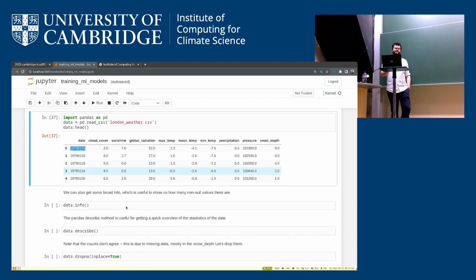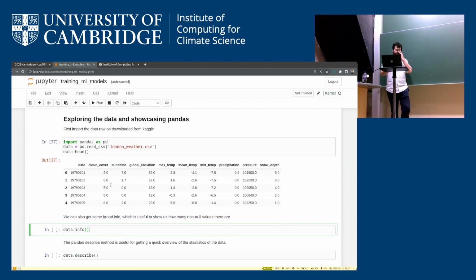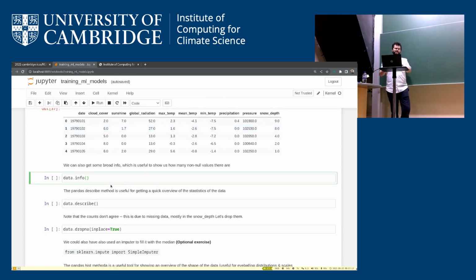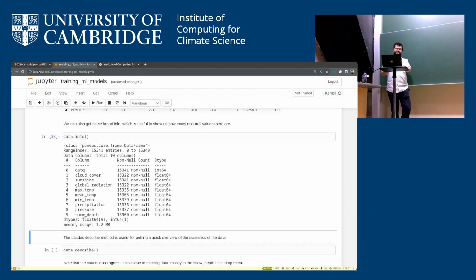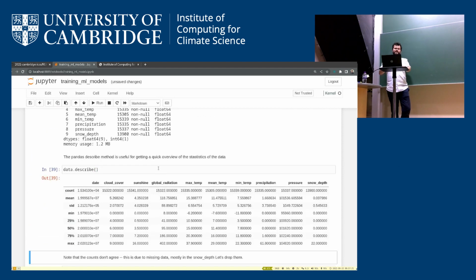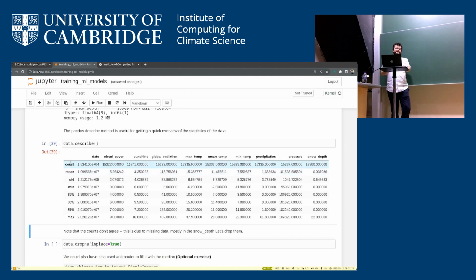Just to showcase some of the pandas, data.info is a useful thing just for getting this information out about what we have, date being an integer, cloud weather being a float. And data.describe is a very useful bit of thing that basically gives you some stats of this data. So you can see that the pressure has a mean value of 101, and the sunshine has a mean value of 4, the precipitation has a mean value of 1, and all these various other things that go down there.